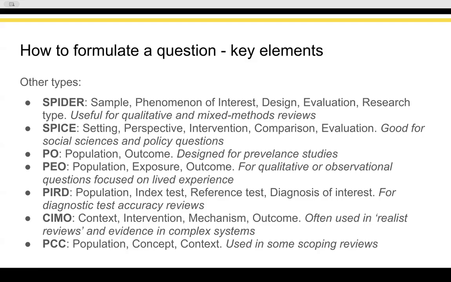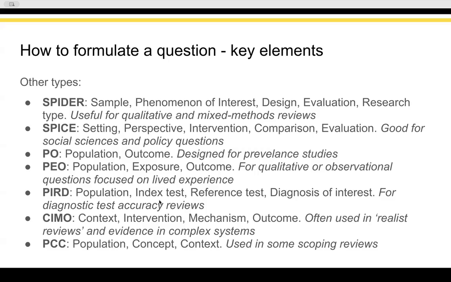Andrew Booth wrote a paper a while ago with something like 35 different acronyms, and they are adaptable. There's ones like SPIDER, which is sample, phenomenon of interest, design, evaluation and research type. SPICE, PO, so if you're looking at prevalence, how prevalent are neonicotinoid pesticides in the environment, for example, then that's just a population and outcome. PO, PIRD. So these are all different ways of breaking down your question.